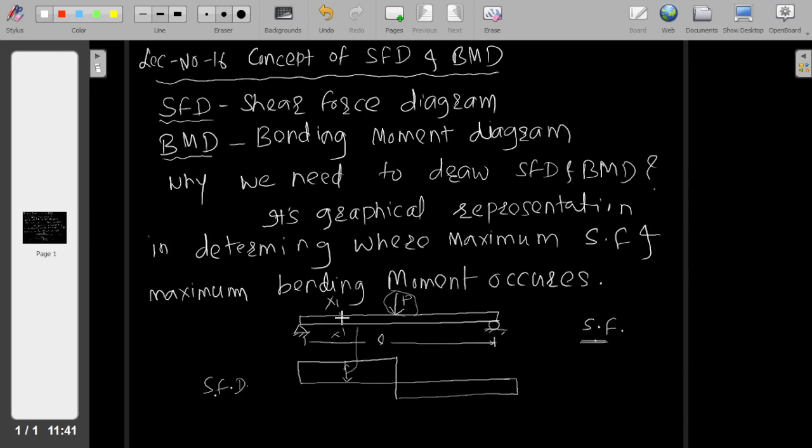If I take the external load applied as a force, then in order to resist it, a force comes like this, and one force arises because of the support. This is the shear force. Shear always acts in two directions. In the beam, where this shear force is maximum, there the beam will fail. That's why we need to study this. This is the internal resisting force.